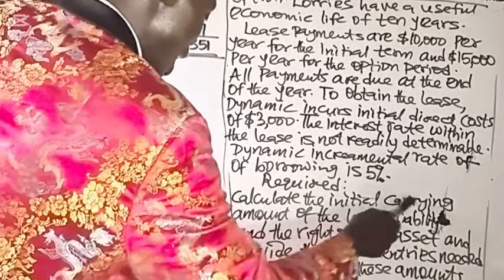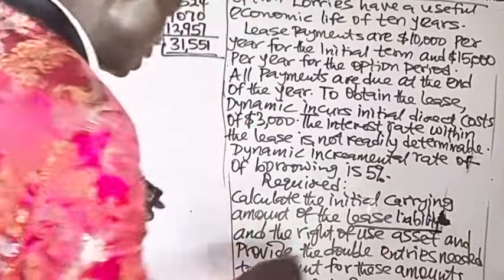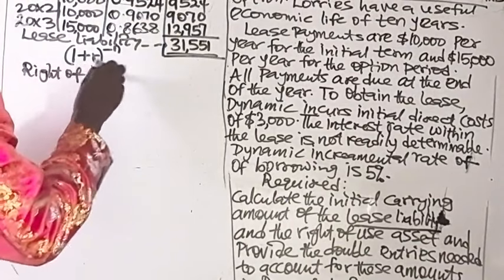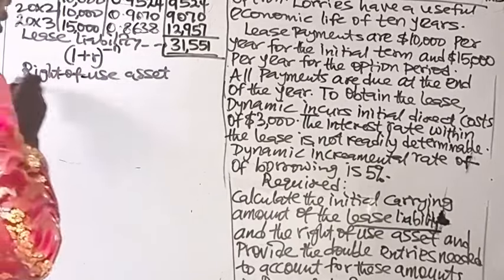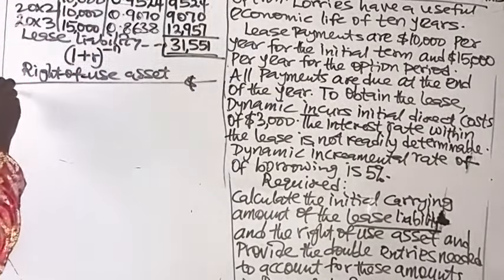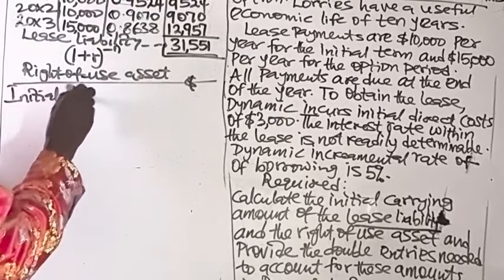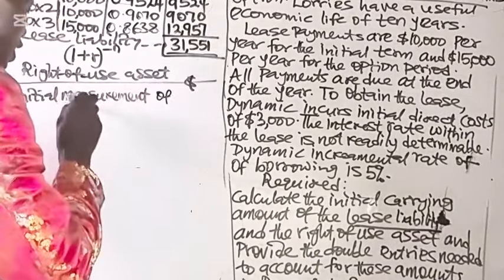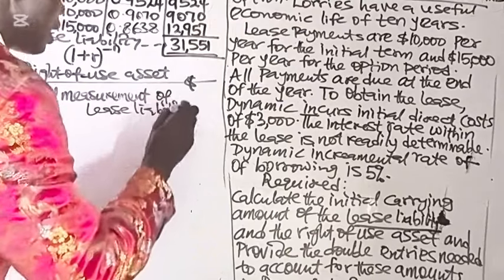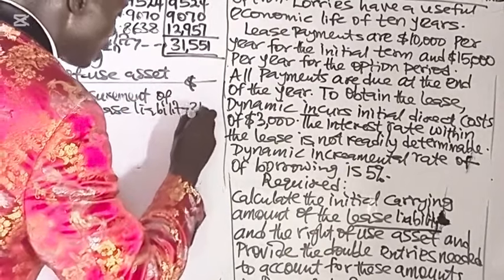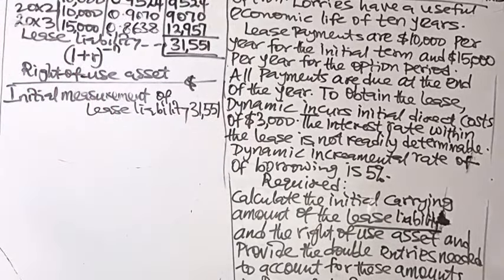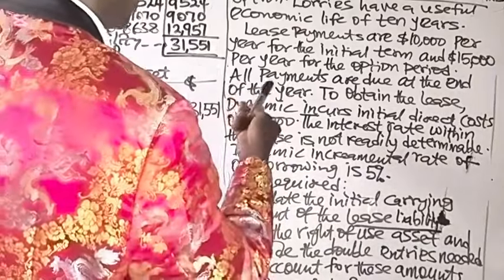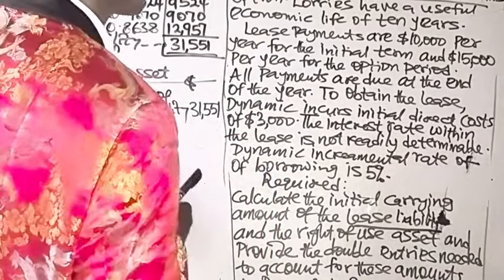You have to calculate the initial carrying amount of the lease liability that has been calculated and the right of use asset. So right of use asset, to calculate the right of use asset, we have the initial measurement of lease liability. From our initial calculation, we have 31,551. We now add any lease payment made before the commencement of the lease, or initial direct cost, or cost of removing or dismantling the asset.